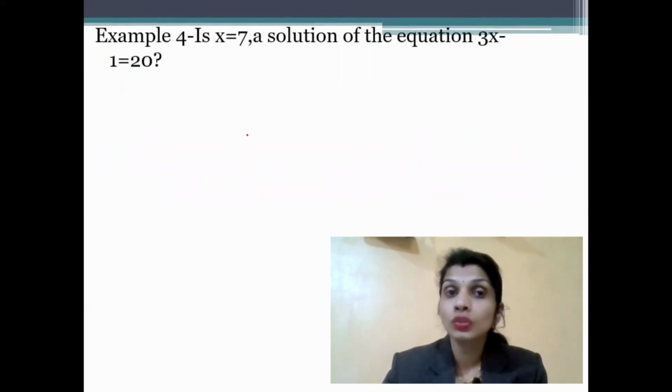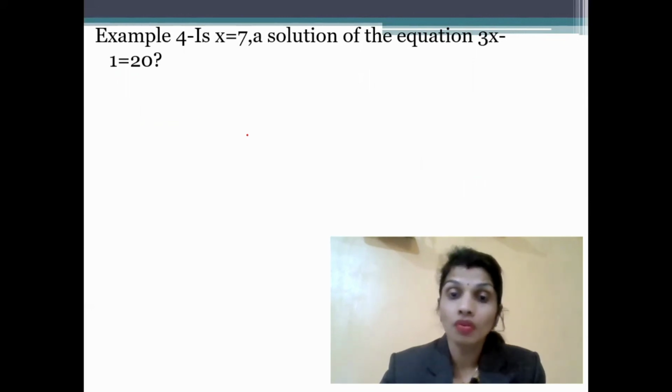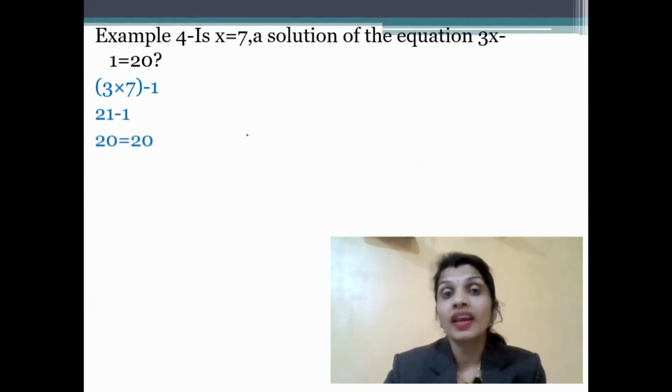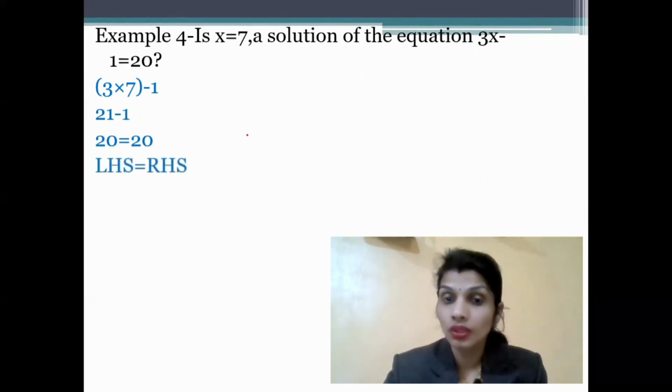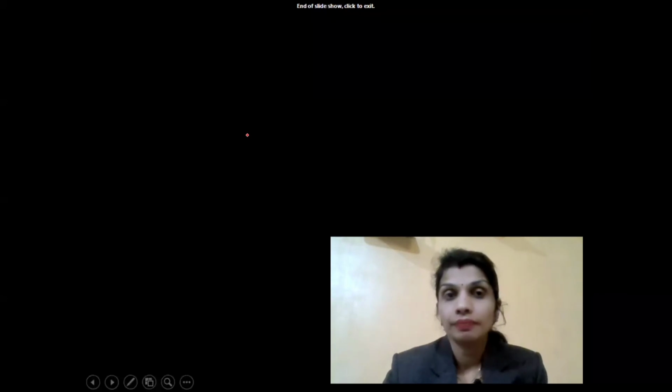If x is equal to 7, is it a solution of the equation 3y minus 1 equal to 20? Let's see, is it possible or not? 3 into 7 minus 1, because I put the value of x in here. Now it will be 21 minus 1, which is equal to 20. And our right hand side is also 20. It means that LHS is equal to RHS. Thus, x equal to 7 is a solution of the given equation.